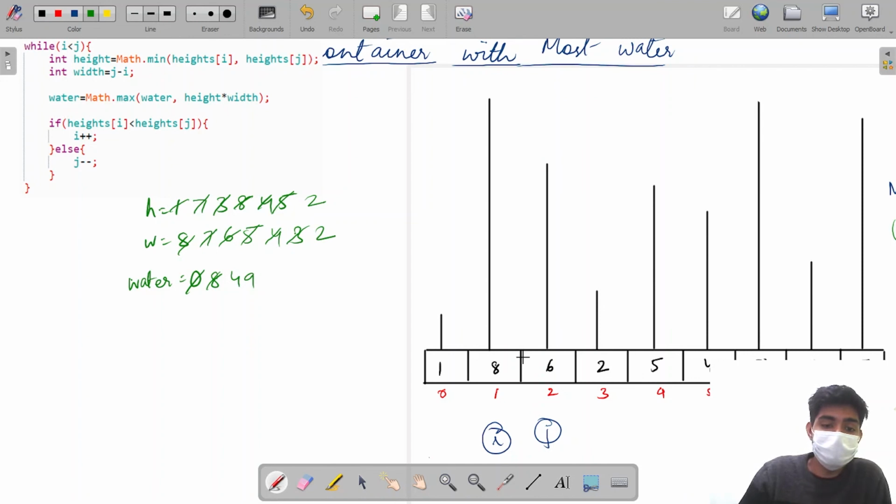Then I have 8 and 6. Height will be 6. My width will be 2 minus 1, which is 1. And now my new water will be 6 times 1, which is 6. And 6 is not greater than 49, so I will not change my 49. I will reduce my j. i is equal to j, so this loop is terminated. Then I have 49 as my answer.